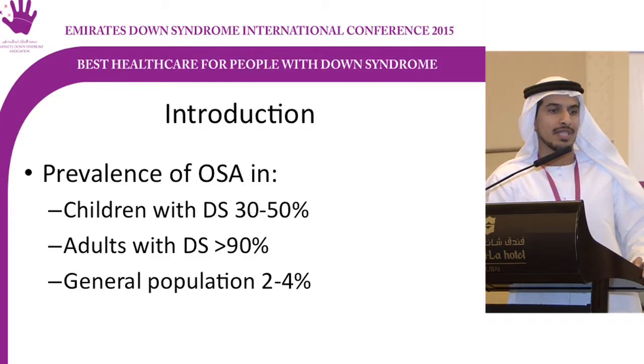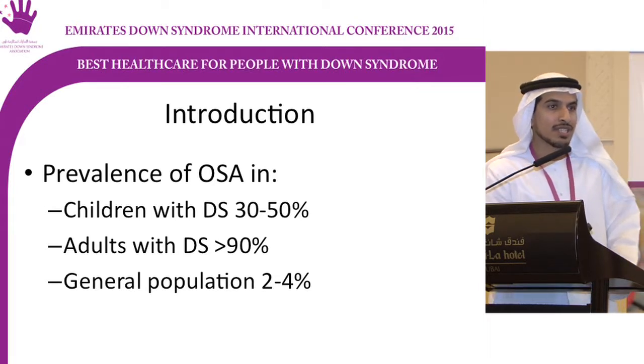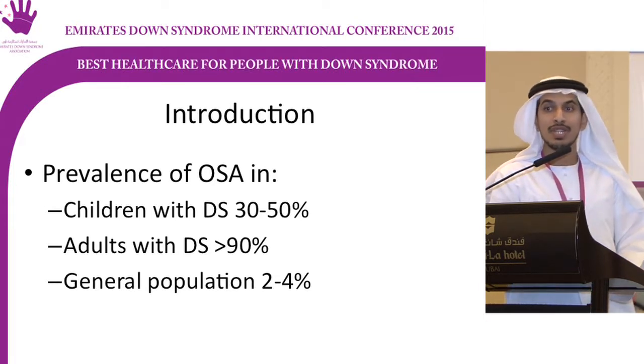First of all, how common is obstructive sleep apnea? In the general population, among normal adults, it's 2 to 4%. What about in children with Down syndrome? It's 30 to 50%, almost half of them. What about adults with Down syndrome? It's up to 90%. So it is a very common, prevalent disease among Down syndrome.